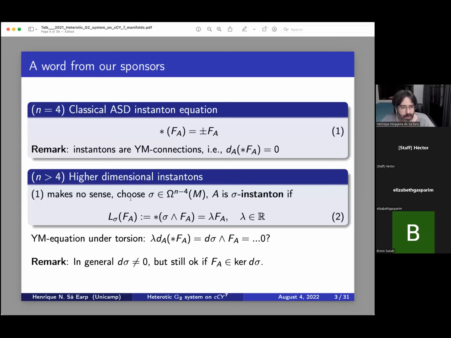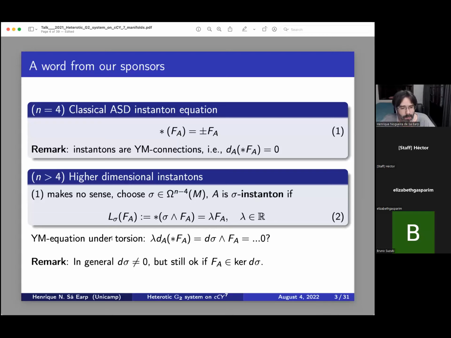a high dimensional version of this theory is formulated in terms of an n-4 structure. If you are given an n-4 form sigma on your manifold, then relative to this form one can define instantons as connections for which the composed operation of wedging with your additional structure and then taking the Hodge star has an eigenvalue, which doesn't have to be plus or minus 1. It typically is -1 and then has a positive eigenvalue, which depends on the context.